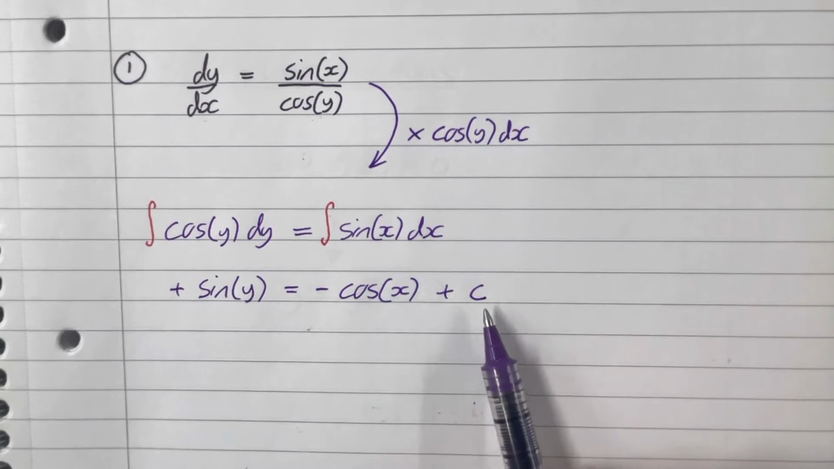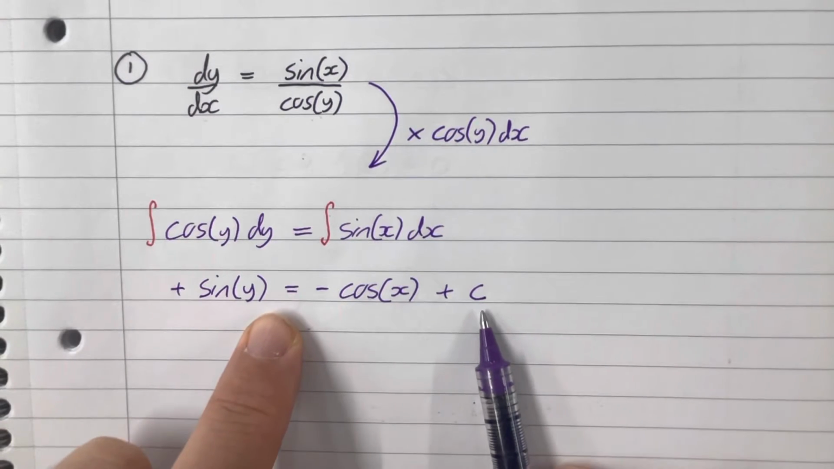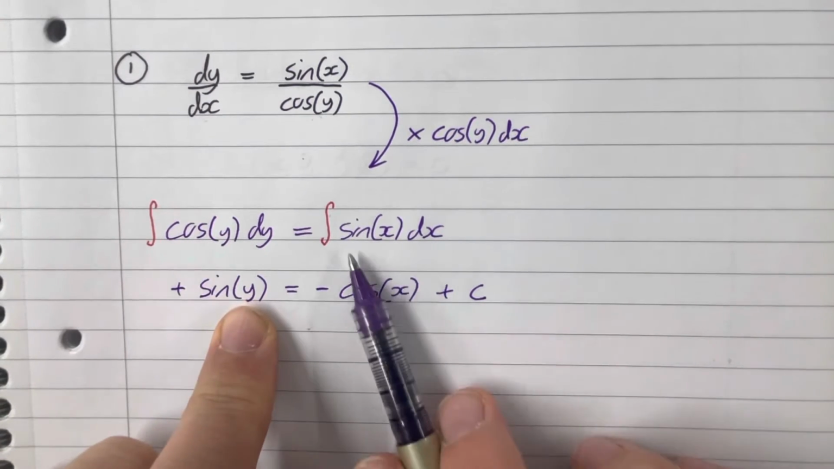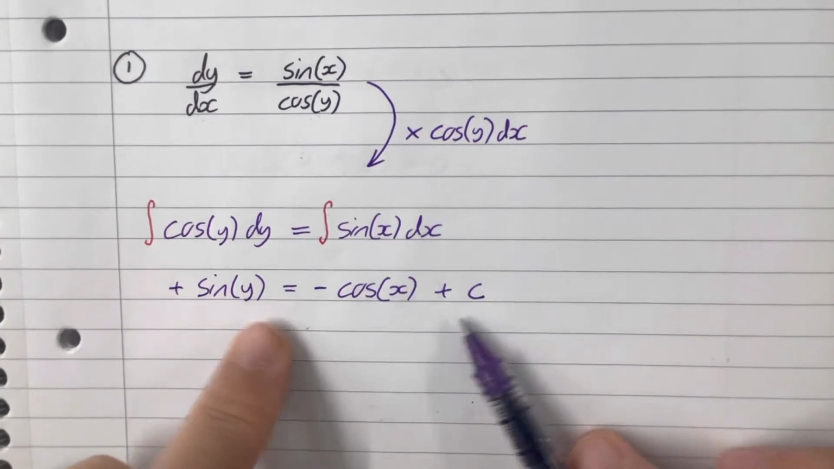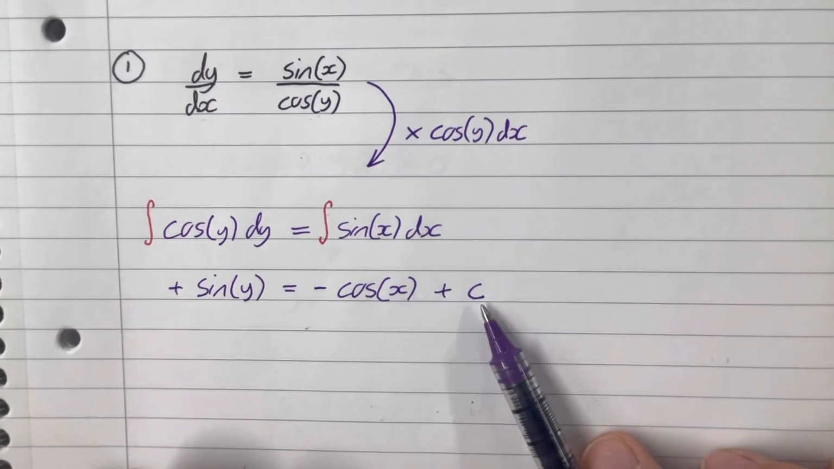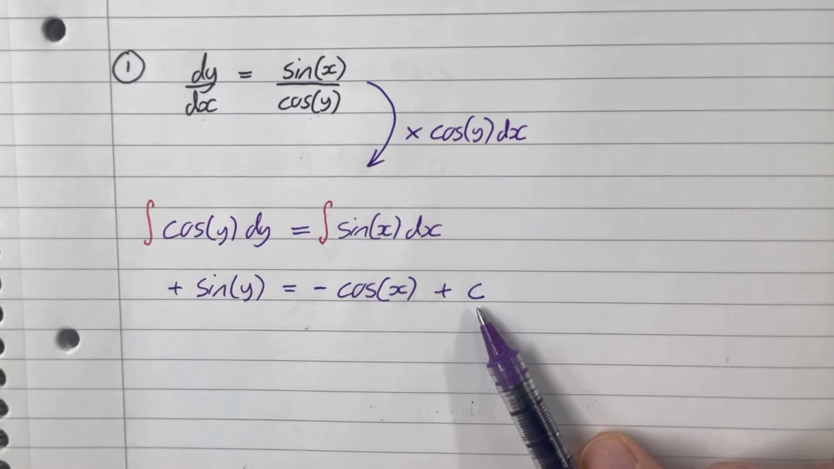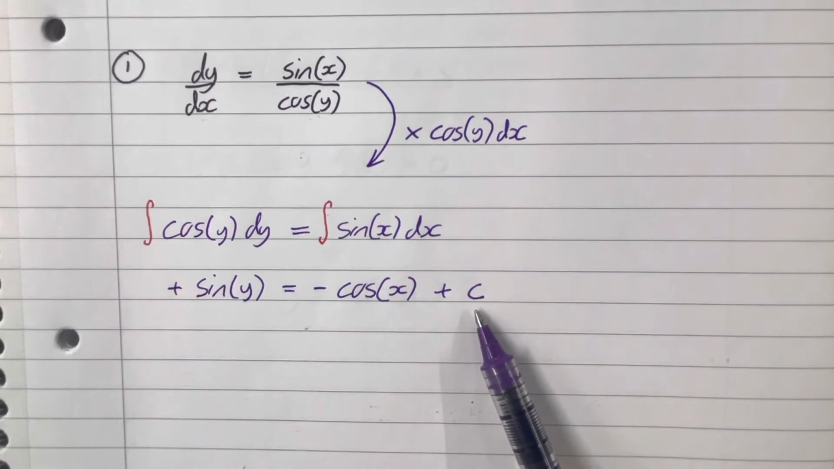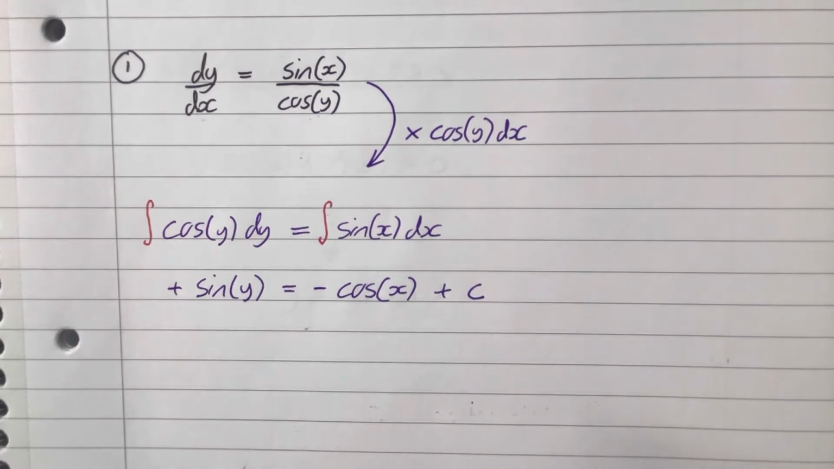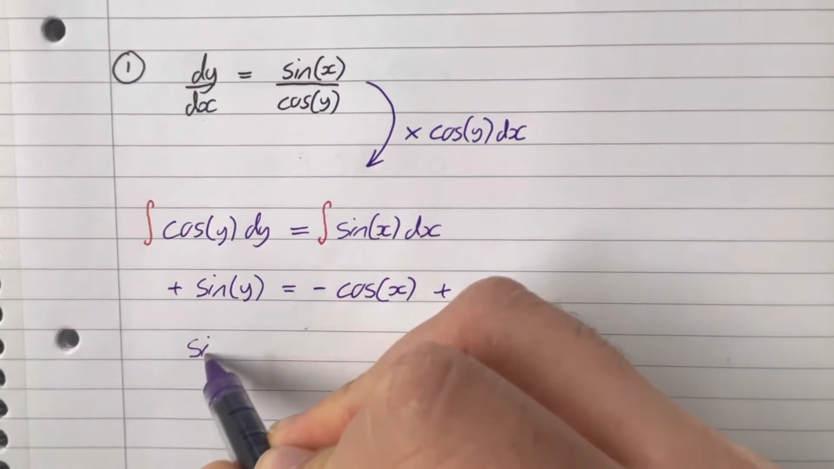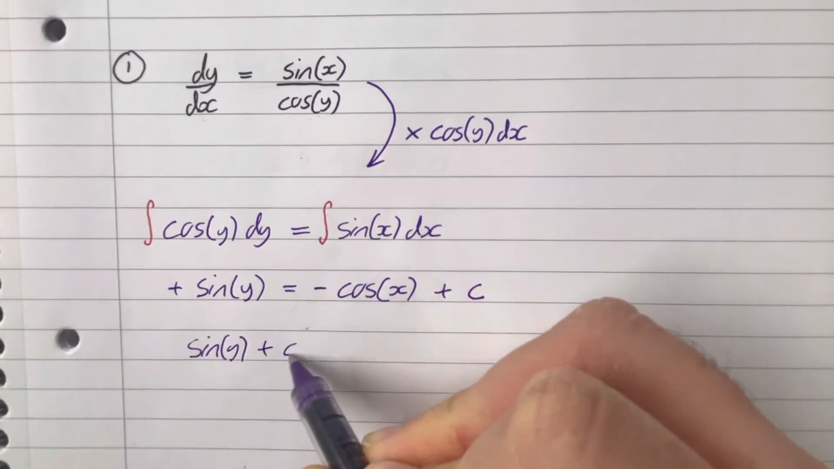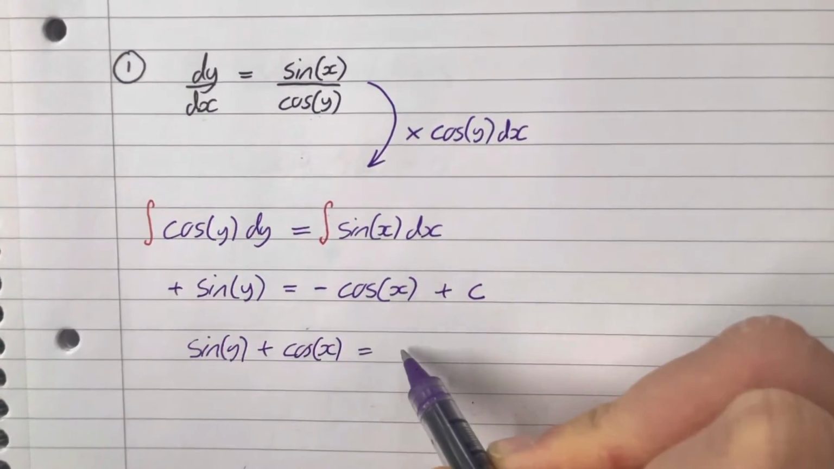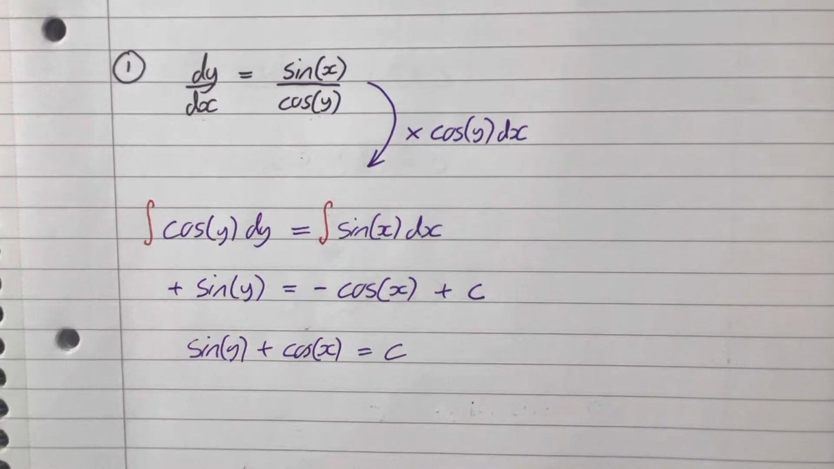And we only need one constant because it's arbitrary. If you add a constant to this integral and add a constant from this integral, you can just combine them together to give you one lone constant. And we only need one constant because the differential equation is a first order differential equation. So this is the solution to this differential equation, and I could rearrange that to give sine of y plus cos of x equals a constant.